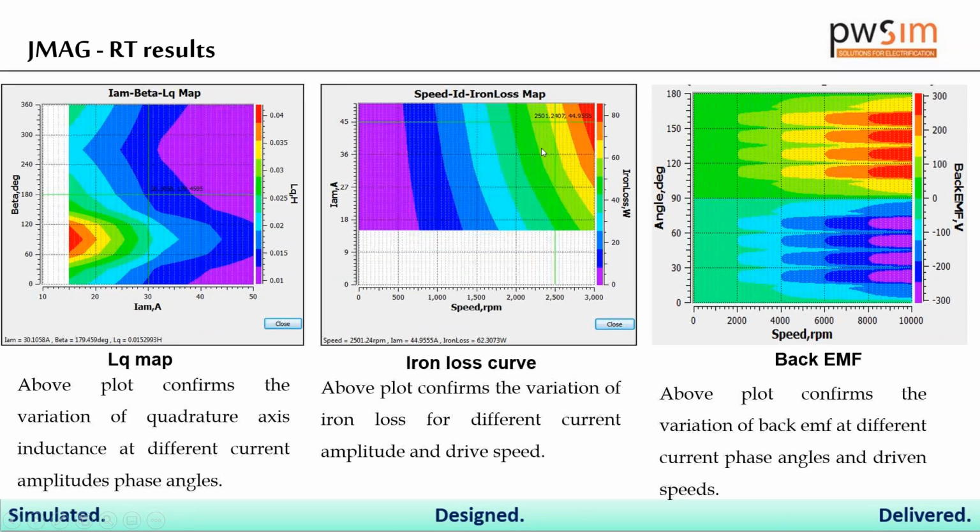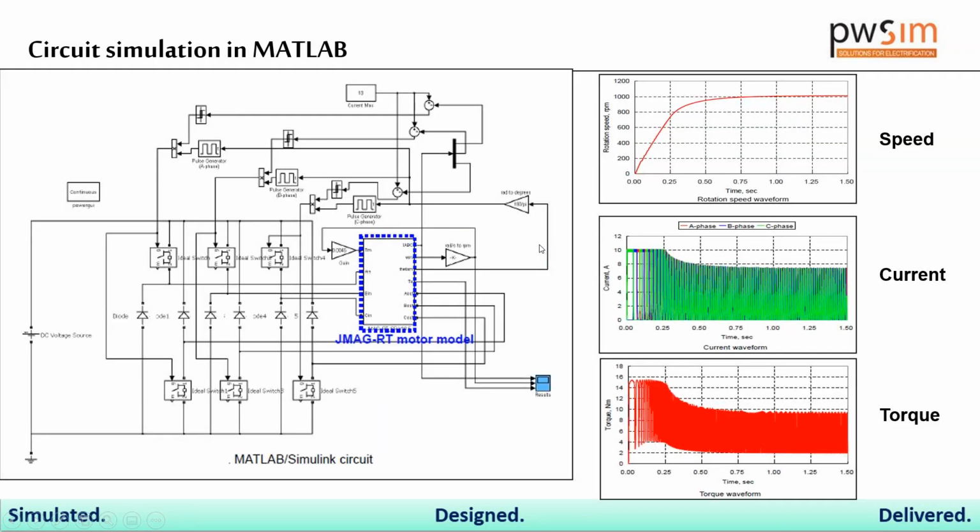And you have some other results like the torque speed characteristics, the LD-LQ curve. Similarly, you can see how iron loss is varying with respect to speed and current, how the back EMF is varying. So all these parameters you can obtain while co-simulating your model with the proper converter model.